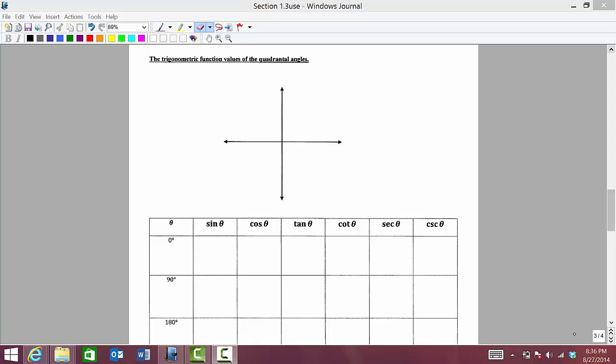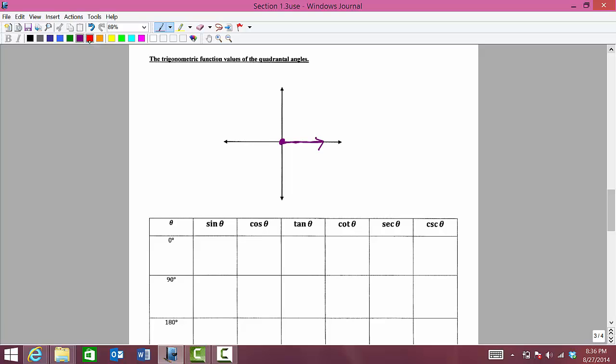Now we will find the trig function values of specific angles. Here we will look first at the quadrantal angles. Quadrantal angles are angles in standard position whose terminal side lays on an axis. So if I'm looking for 0 degrees, remember 0 degrees, that would show no rotation. So that would be my angle for 0 degrees.